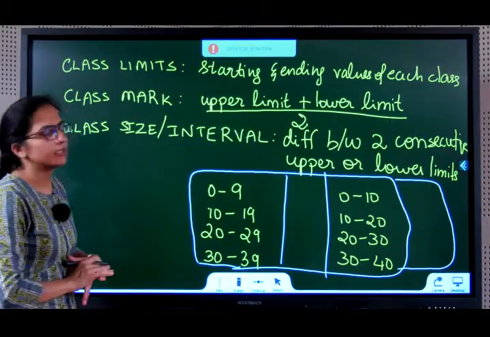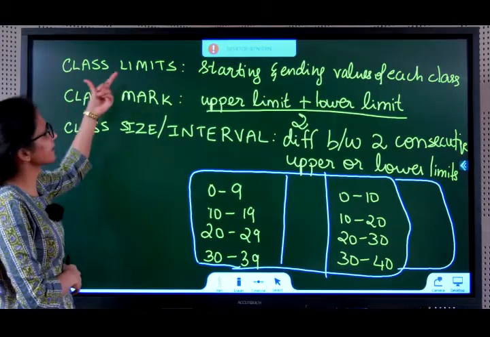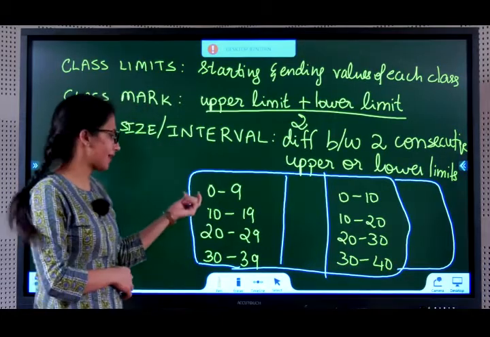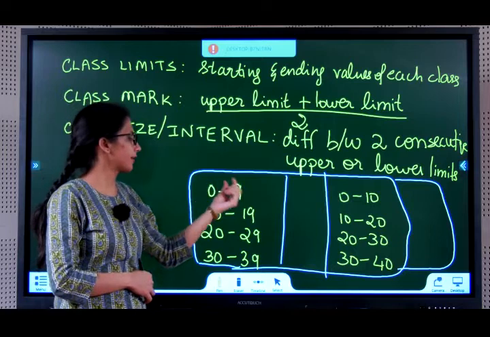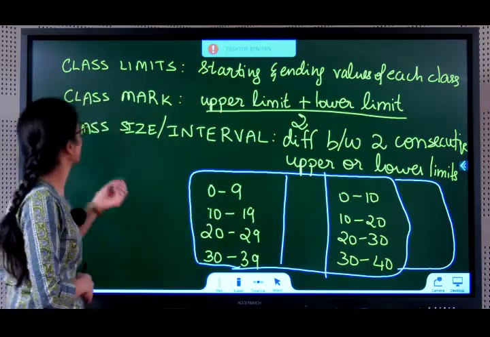Some few important terms that we need to understand this chapter better. Class limits. If I have classes like these, class limits are nothing but the starting and the ending value of the class. So 0 and 9 are the class limits of this class, and 10 and 19 are the class limits of the next class.